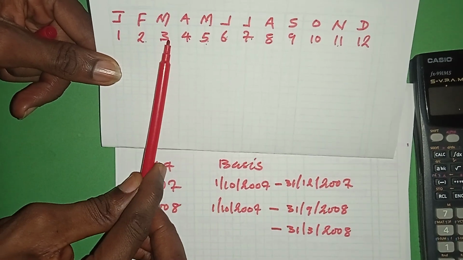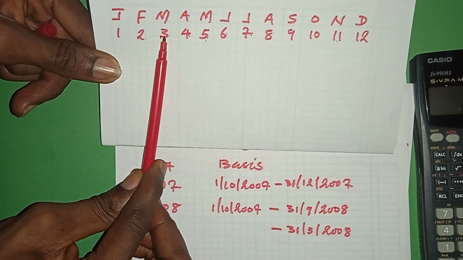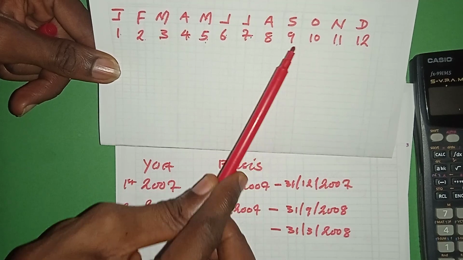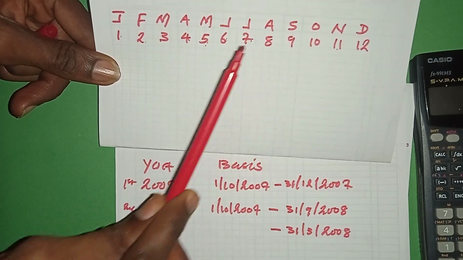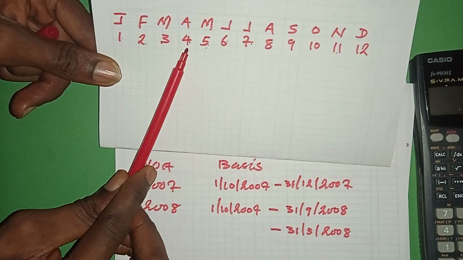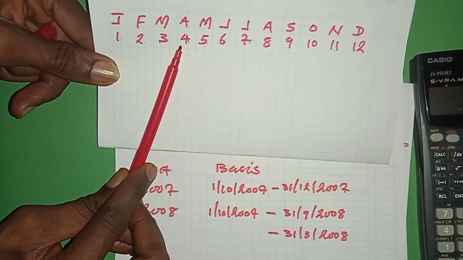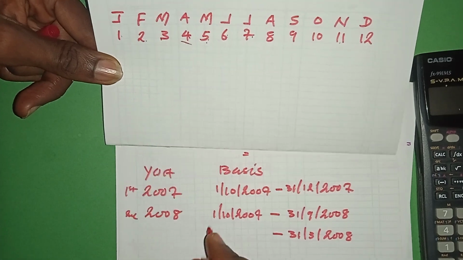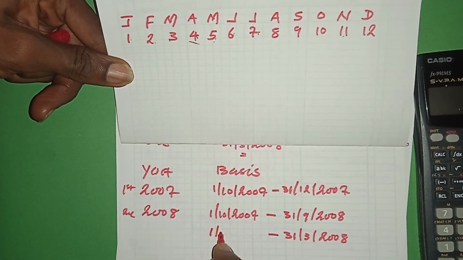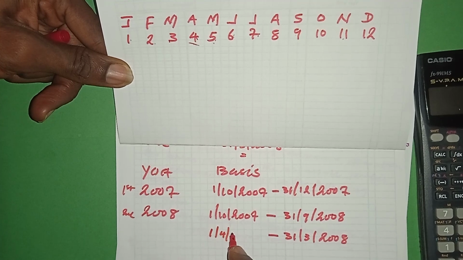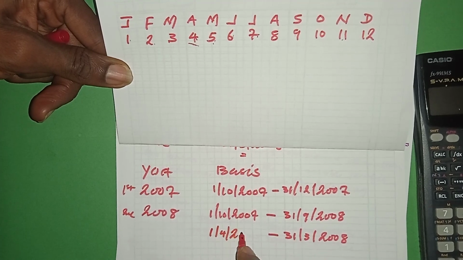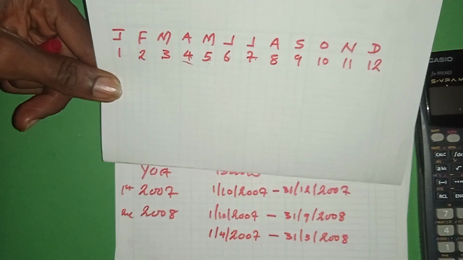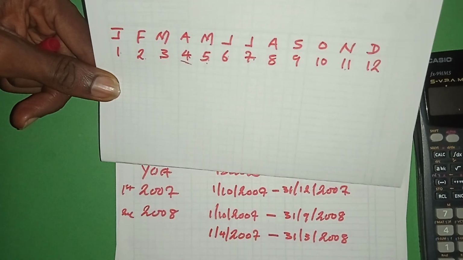Now let's count. For March now we'll count. March 1, 2, 3, 4, 5, 6, 7, 8, 9, 10, 11. This is 12. So the account started here. This will now give you 1, 4, 27. Hope you understand this. Hope it's not confusing. Please, if it's confusing, let me know.